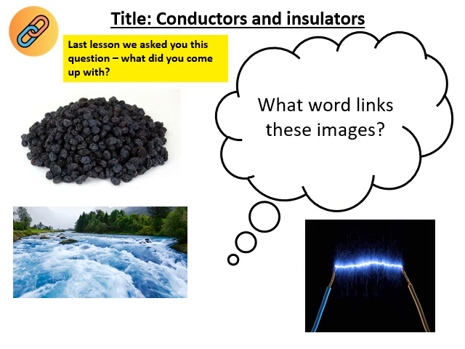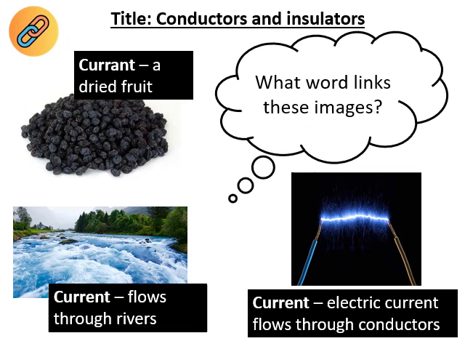So last lesson I asked you to think of the word that links these three images. So the first one was current, spelled slightly differently. I haven't spelled that wrong, it's not a typo. Current, the fruit, is with an A. Current flows through rivers, and current, electric current, flows through conductors, which is what this lesson's about.